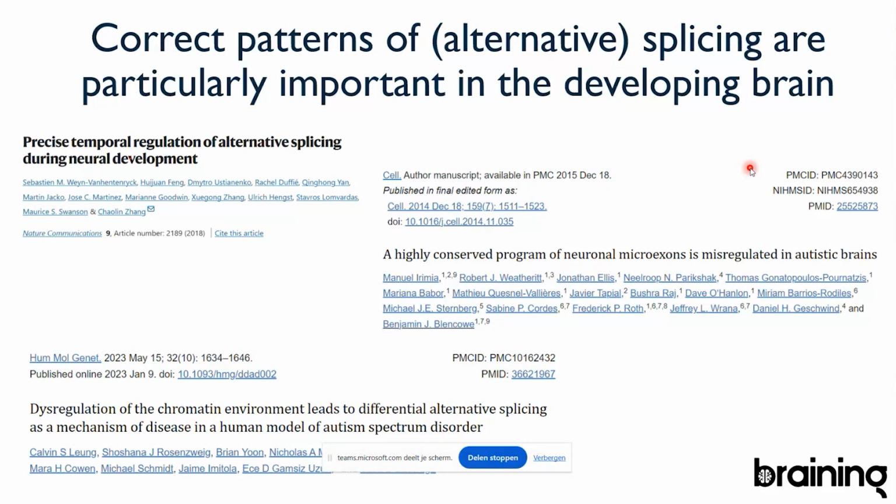And I'm very interested in alternative splicing because in the last 10 years, it has been increasingly clear that alternative splicing is, first and foremost, very, very important in the developing brain. The brain is the organ, together with muscle, where there are the most alternative splice forms found, right?